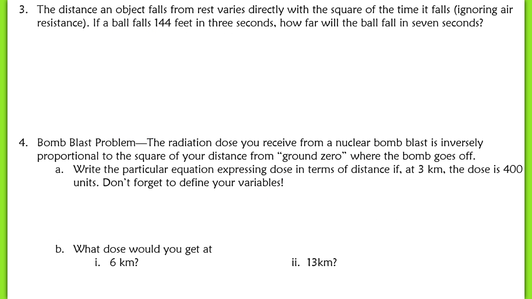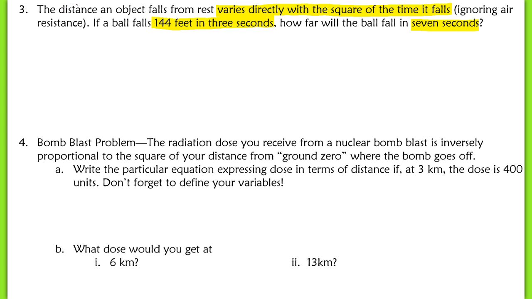All right, in the last couple problems here, we're going to deal with application problems. So in example 3, it says the distance an object falls from rest varies directly with the square of the time it falls. So this is important. It varies directly with the square of the time it falls if you ignore air resistance. Now it gives you some more information here. It says a ball falls 144 feet in 3 seconds. We're supposed to find how far that ball will fall in only 7 seconds.